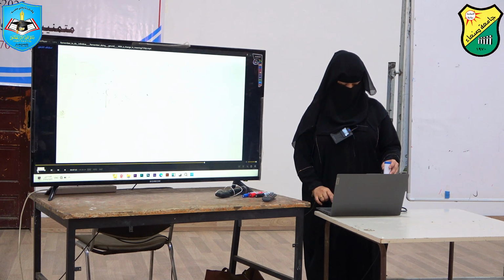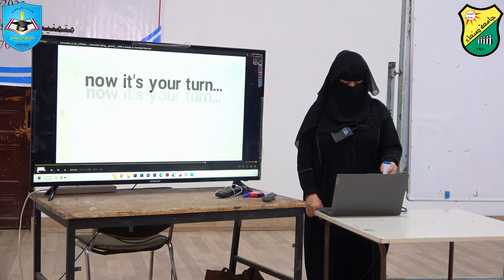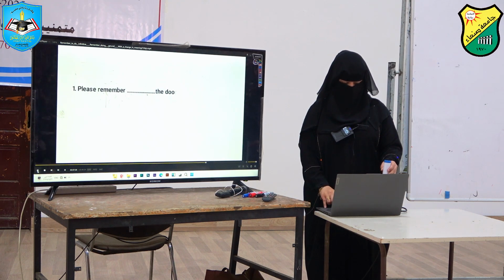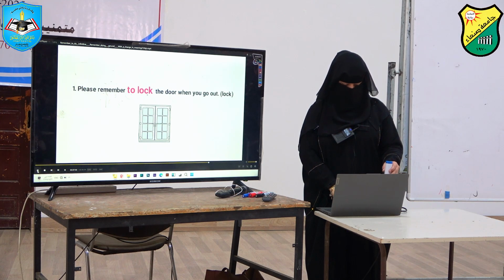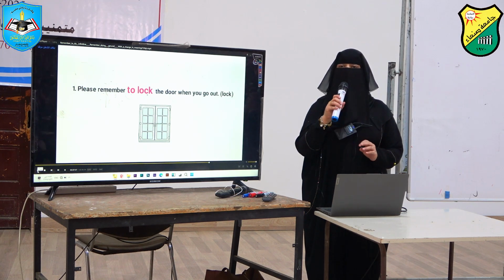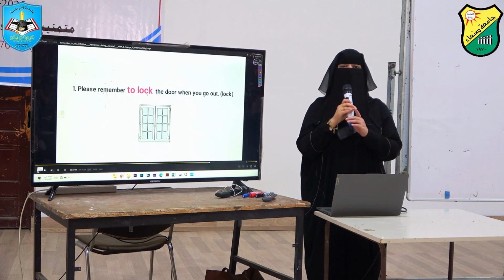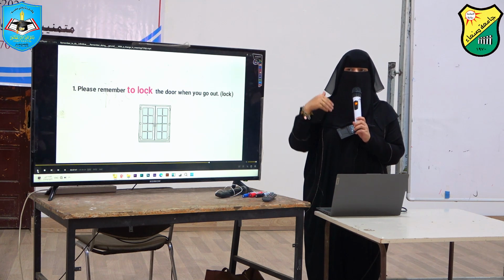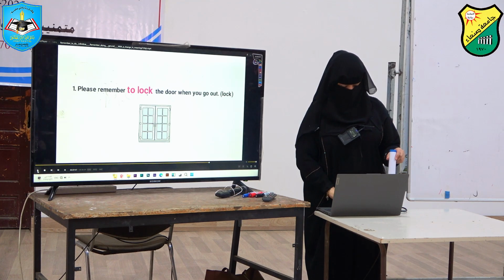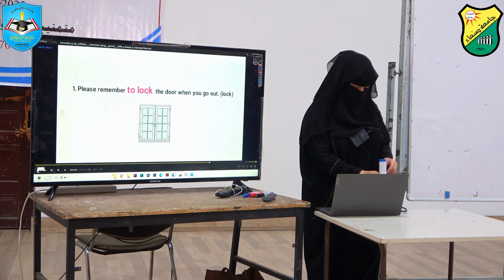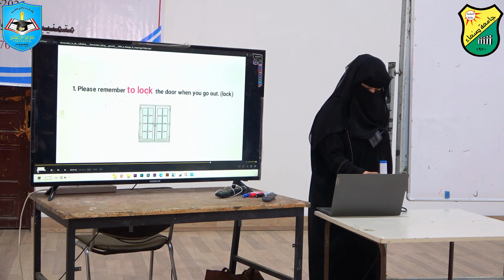Okay, so now it's your turn. Number one, please remember blank the door when you go out. Use the verb lock. To lock. Please remember to lock the door when you go out. Why to lock? Yeah, before you go outside, to lock. It means you have to do the action and then go out. Plus the to infinitive is for future actions.